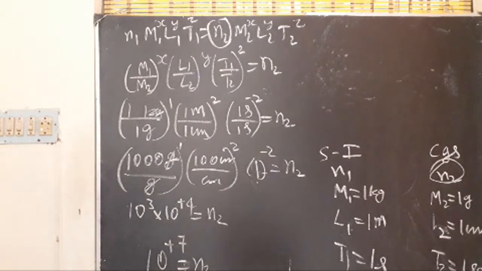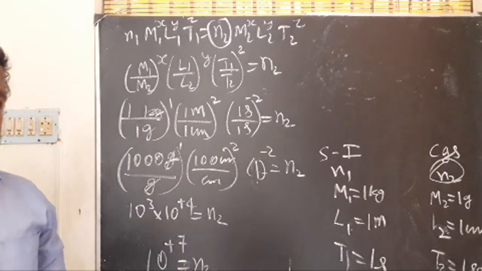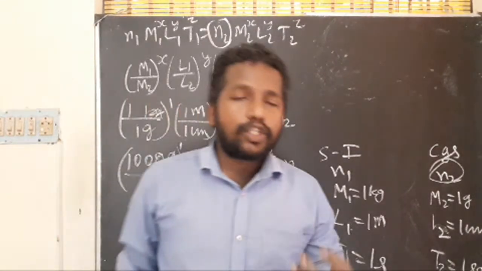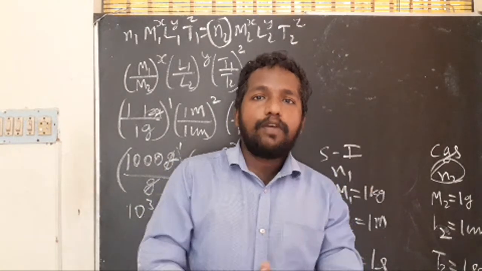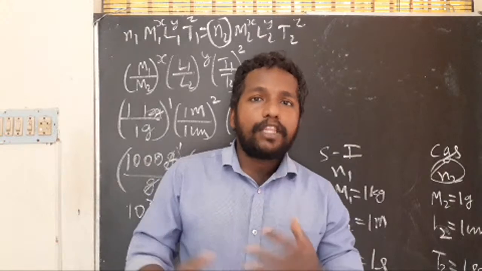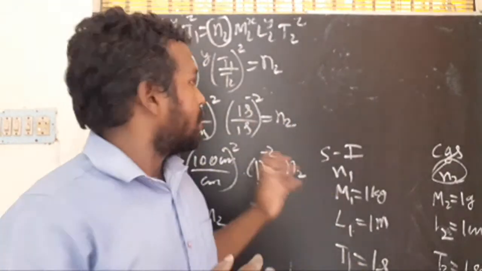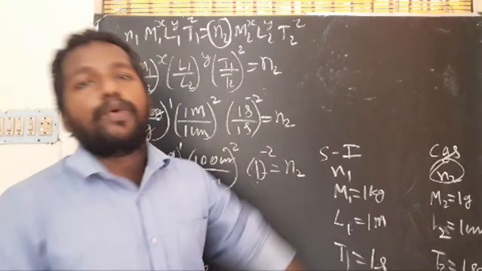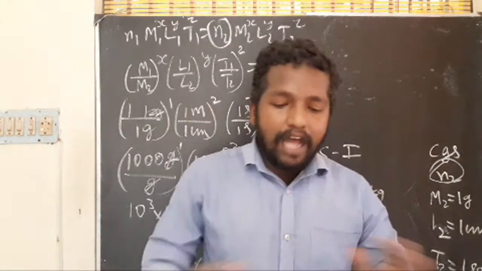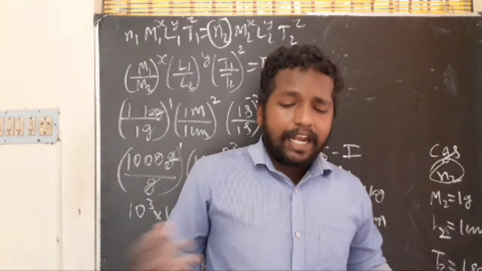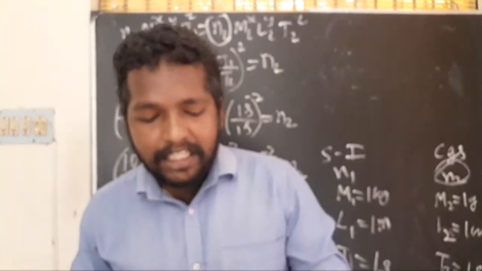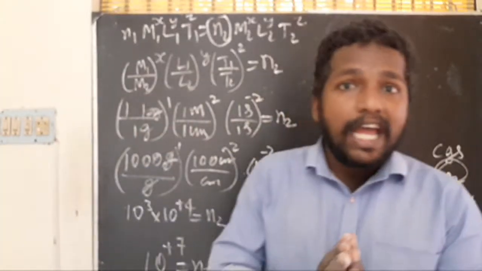So we learned three uses of dimensional analysis. The first use is finding the homogeneity of an equation. The second use is deriving the relationship among physical quantities. The third use is that we can convert from one unit to another unit. So we did all the uses. Now we'll see the limitations. This method is not going to give information about the dimensionless constant.